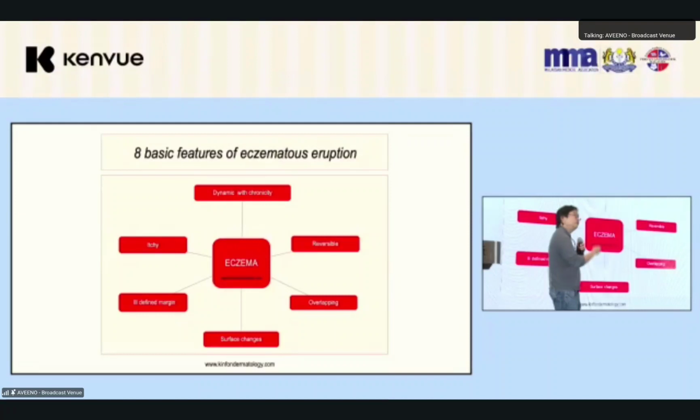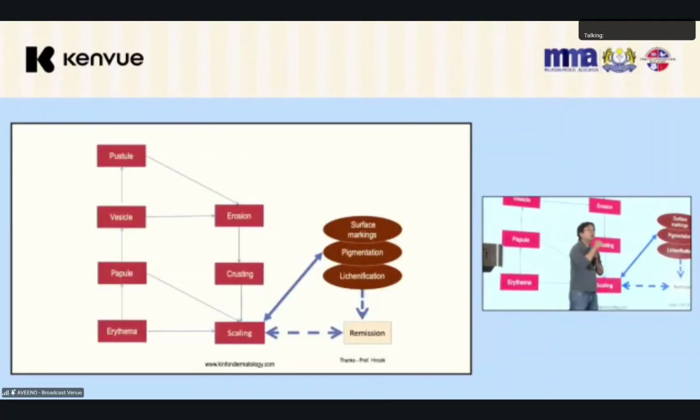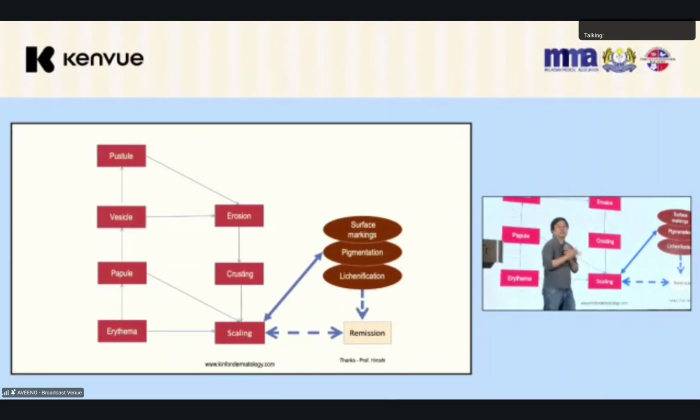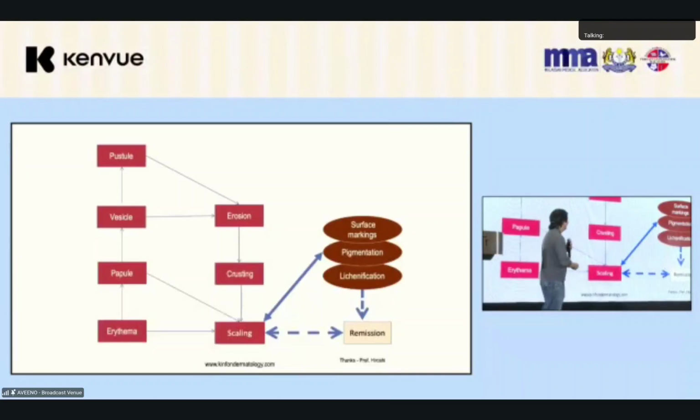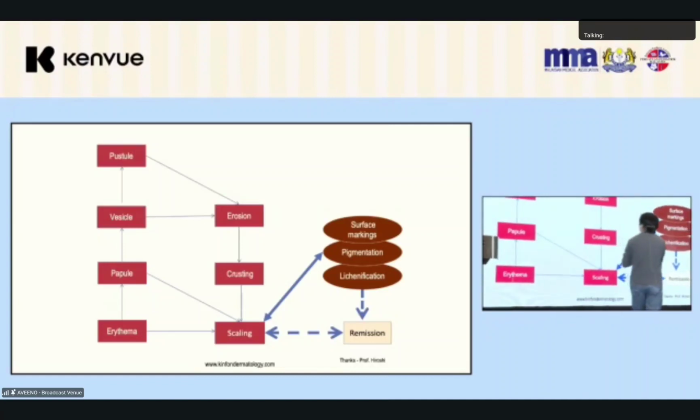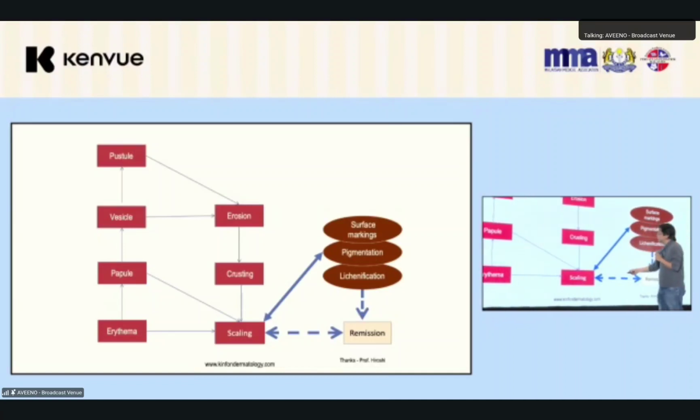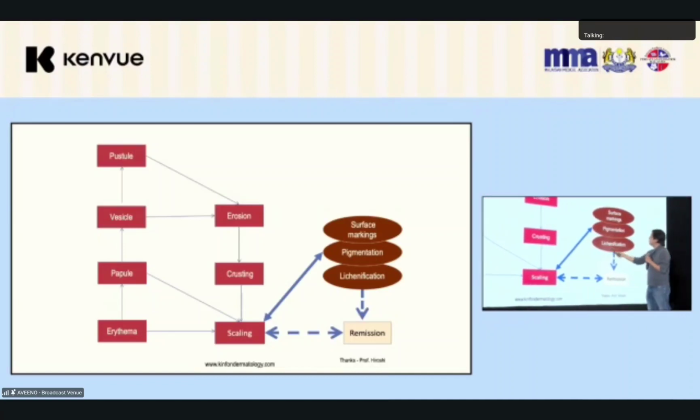The first one is that the presentation of eczema is very dynamic. They have no permanent or fixed image to represent this is eczema and this is not. They are very dynamic, because according to acute, subacute, and chronic, the final image is due to the relative contribution of all these primary and secondary features. You look at this one, these are all the primary lesions: redness, papule, vesicle, and pustule.